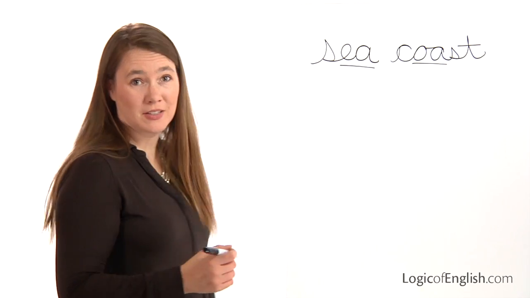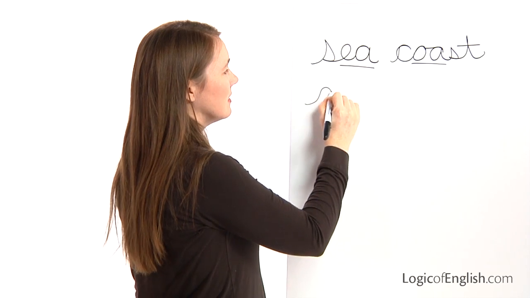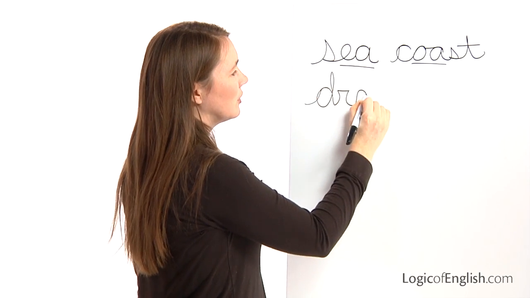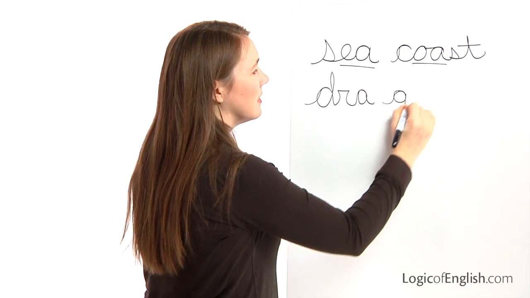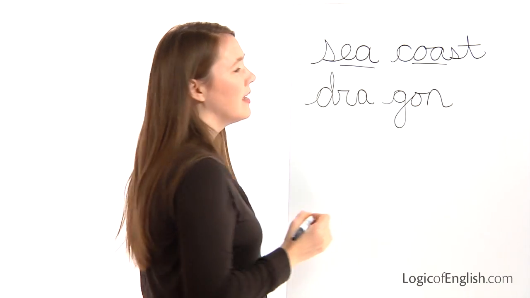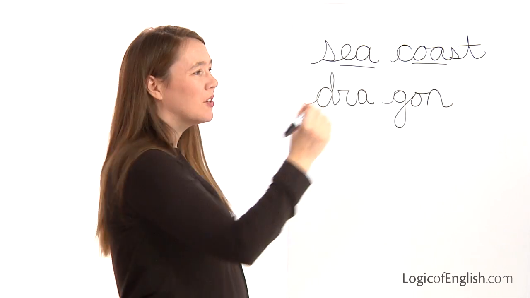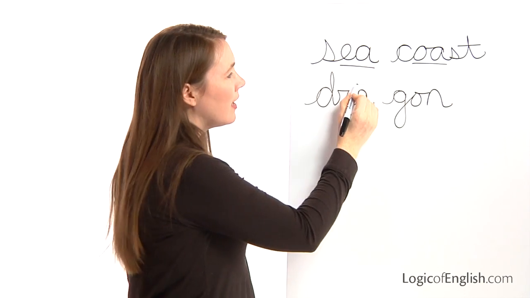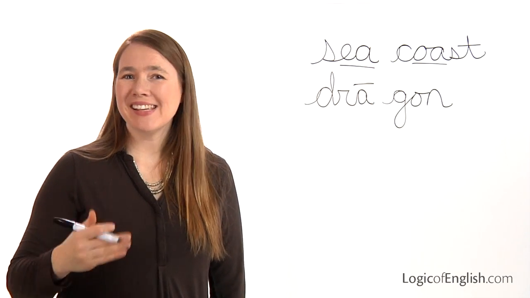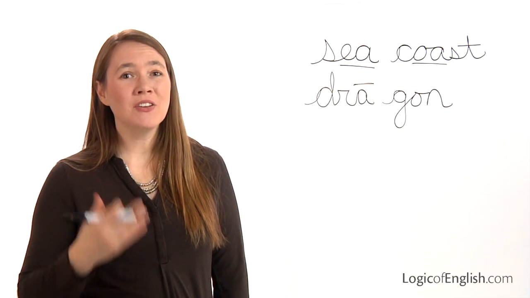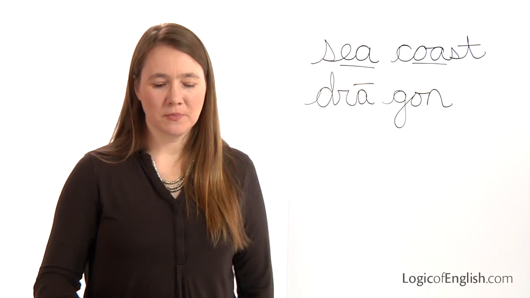And now help me to write it. The first syllable is dra, D, R, A. The second syllable is gon, G, O, N. And how do we mark it? We'll put a line over the A. And why did the A say its long sound in dragon? A, E, O, U usually say their names at the end of the syllable.